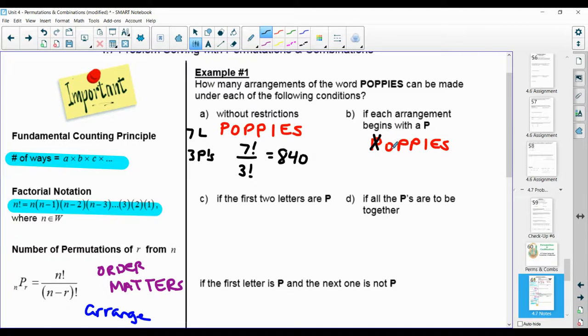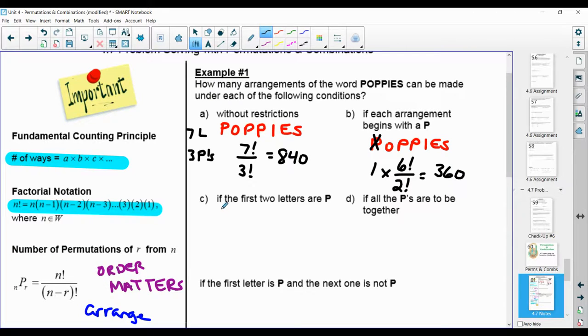So I pull out the P and I'm left with 1, 2, 3, 4, 5, 6 letters. So 6 factorial, but I have 2 P's there still. And so 6 factorial divided by 2 factorial is 360. Sometimes you'll see that 1 in front, just to represent that we've pulled out that one P.